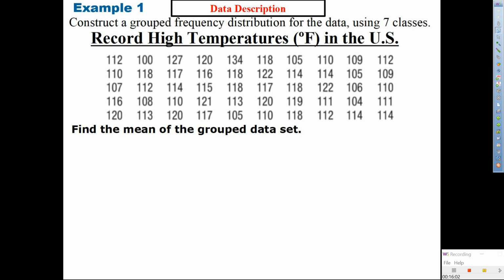Example 1 reads: record high temperatures in Fahrenheit in the U.S. Construct a group frequency table or distribution for the data using 7 classes. But look what it says right after the raw data: find the mean of the group data set. That's something different that we're going to do today, but it has to do with the mean as well, okay? So, to get started, you know how to do these, is that correct?